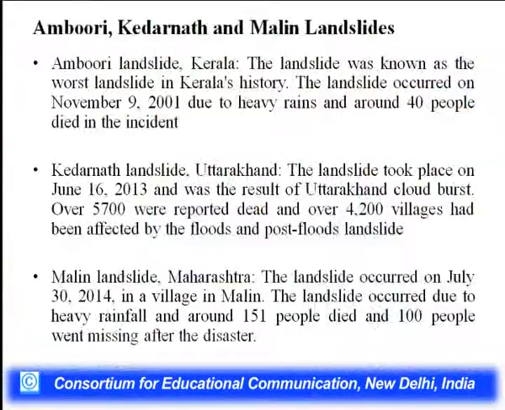Amburi, Kedarnath and Malin landslides. The Amburi landslide in Kerala is also known as the worst landslide in Kerala's history. It occurred in November 2001, again due to heavy rains, and around 40 people died. The Kedarnath landslide took place on June 16, 2013, a very devastating result of the Uttarakhand cloudburst. Over 5,700 were reported dead and over 4,200 villages were affected by the floods and post-flood landslides.